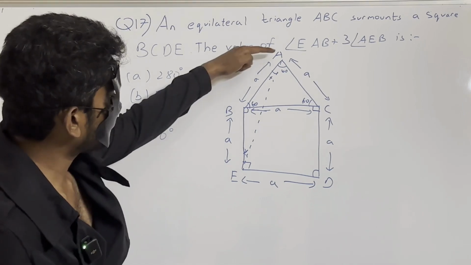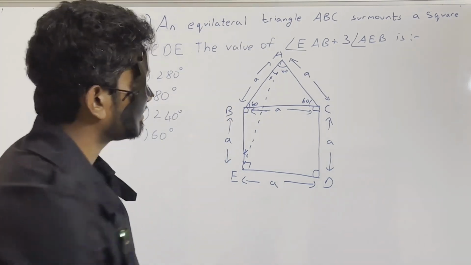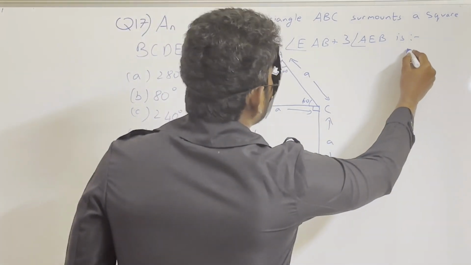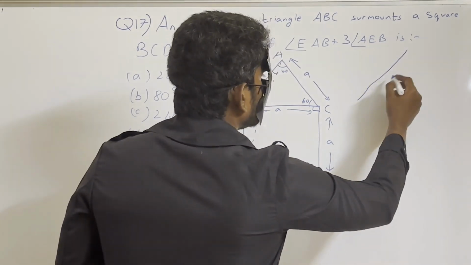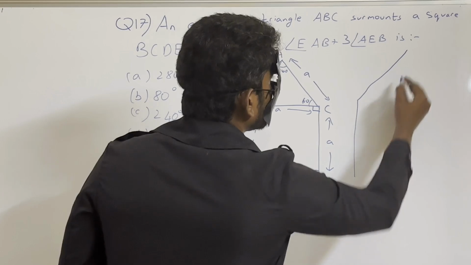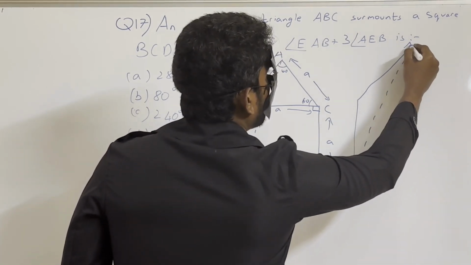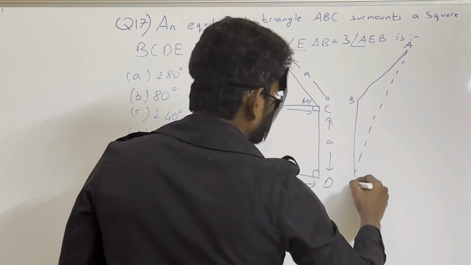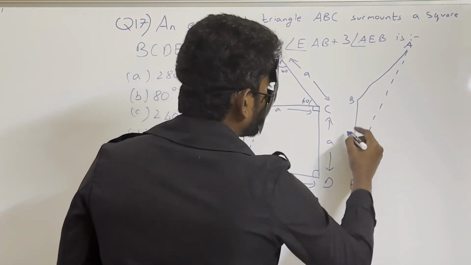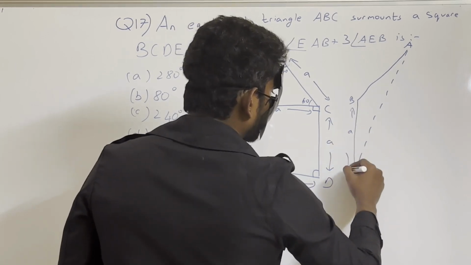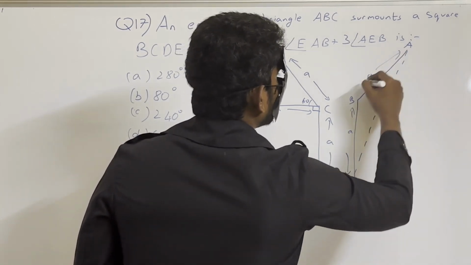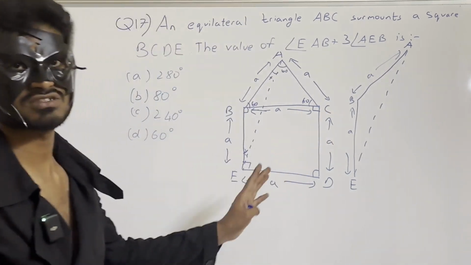Now consider this triangle ABE. I will draw it separately. See, consider this triangle. This is in this shape, right? ABE. Now here this side is nothing but A. This side is also nothing but A. So this is in the form of an isosceles triangle.